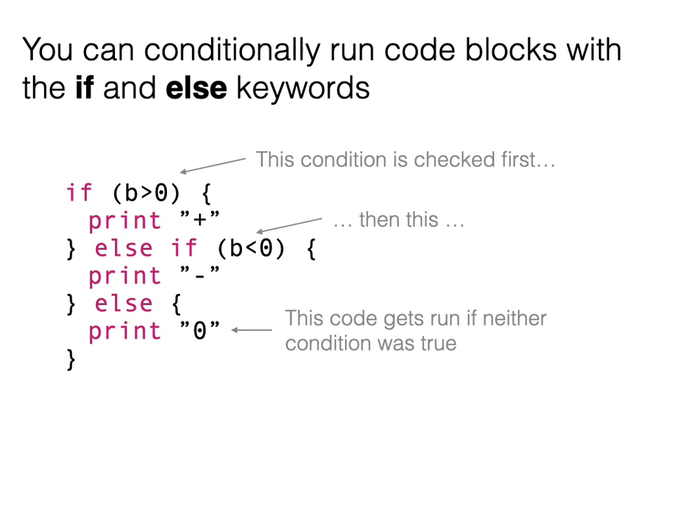The first condition is checked: if b is bigger than 0, that prints a plus sign. If that's not true, then the second condition is checked after the else. This checks if b is less than 0, and if so, it prints a minus sign. And if neither of the first two conditions are true, then we jump to the third statement, which just has an else, and 0 gets printed if neither b is bigger than 0 nor b is less than 0 was applicable.